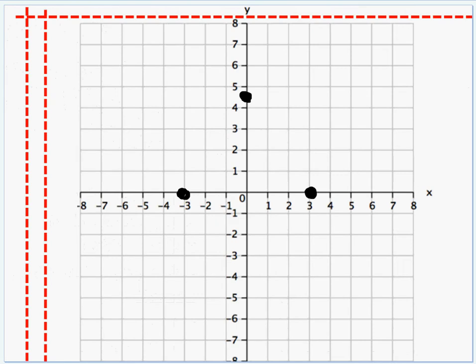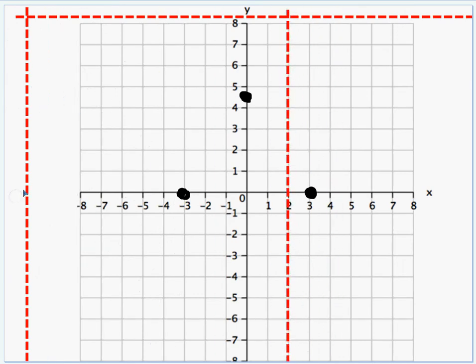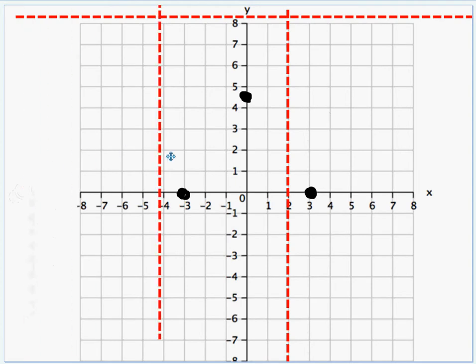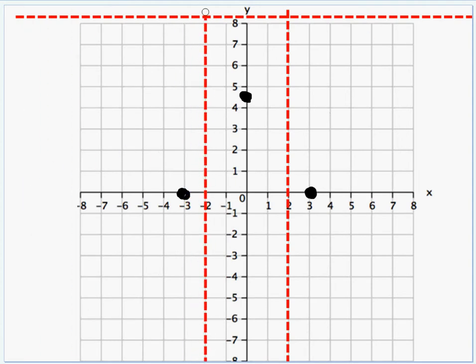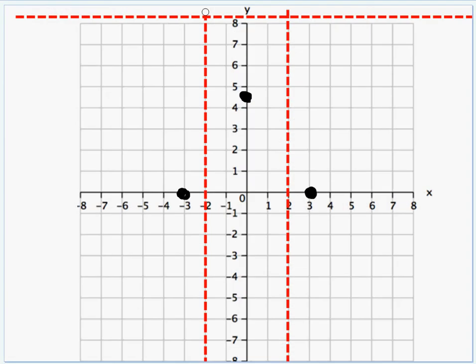Let me even go to my graph. Got a vertical here, positive 2. Another one here at negative 2. Oops, what am I doing? There we are.